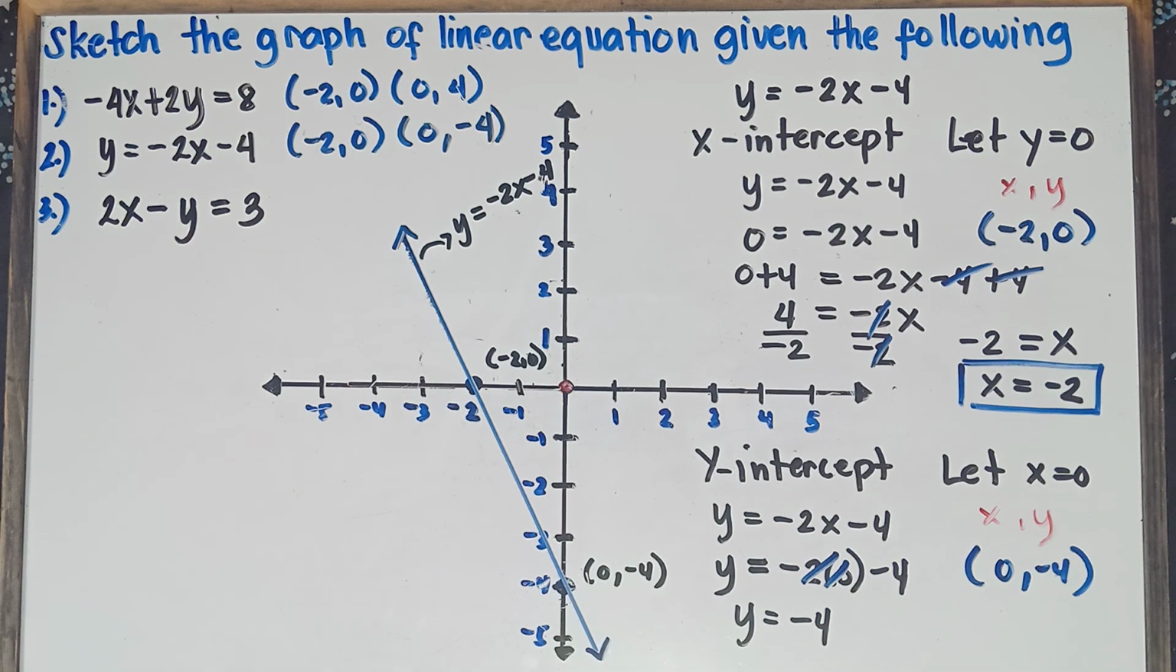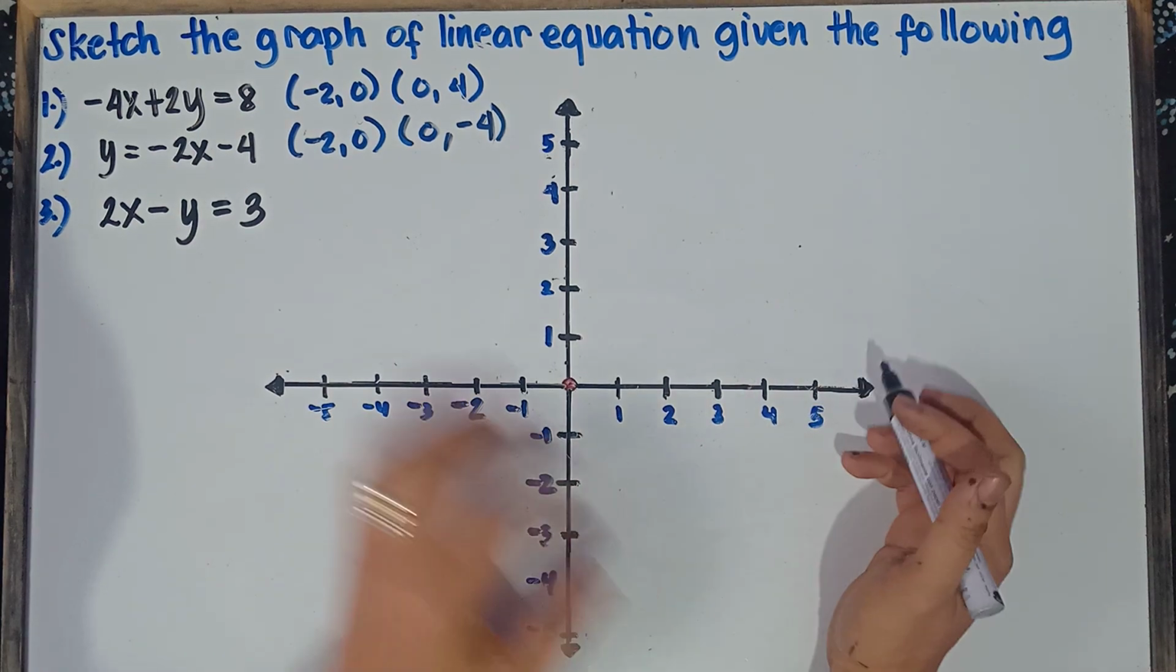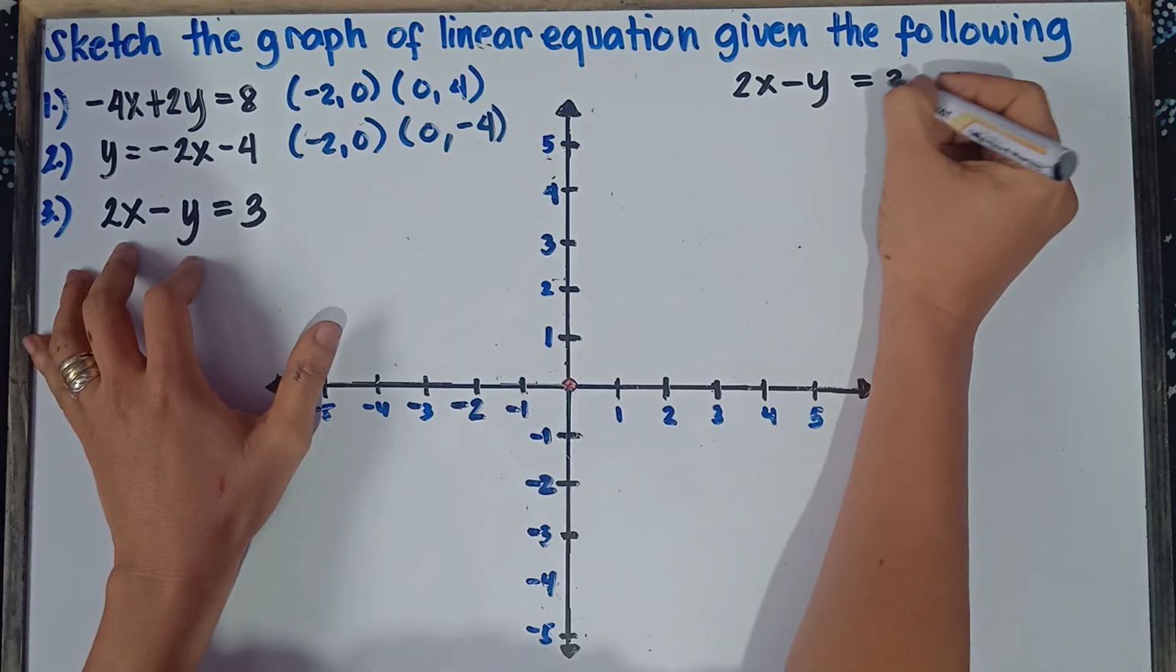All set. Alright, so let's proceed now to our last example, class. Example number 3. For number 3, class, our answer is a fraction. So how will you graph this one if your answer is a fraction? Alright, so let's try that. 2x minus y equals 3.